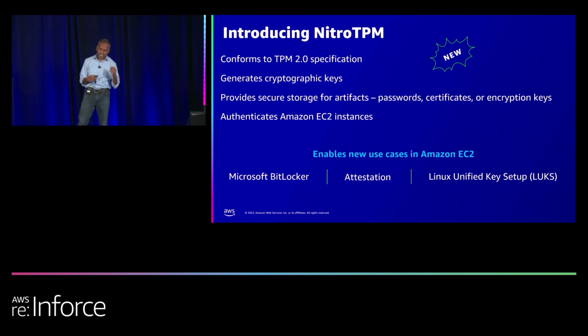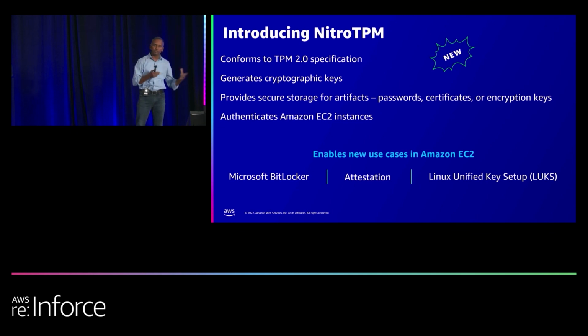NitroTPM can attest to the integrity of the EC2 instance by providing cryptographic proof via attestation mechanisms. So this is a feature you can take advantage of and leverage TPM capabilities if you're looking for secure attestation and authentication of the EC2 instance you're running. Similar to the capabilities that we talked about with Nitro Enclaves, now you have something that you can do just for your plain EC2 instances, as long as they're Nitro-based instances that you have in your fleet.